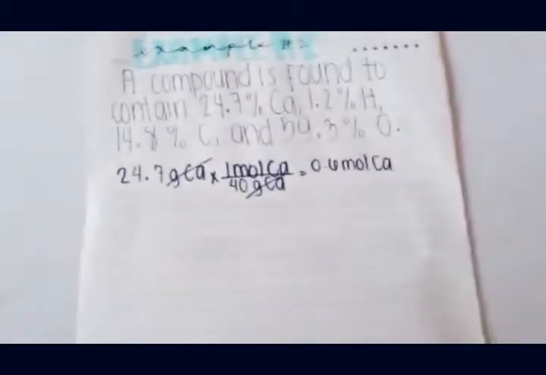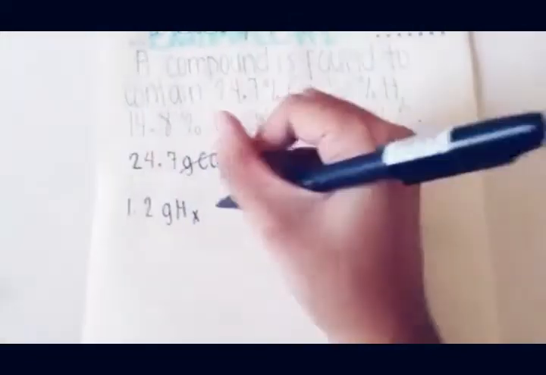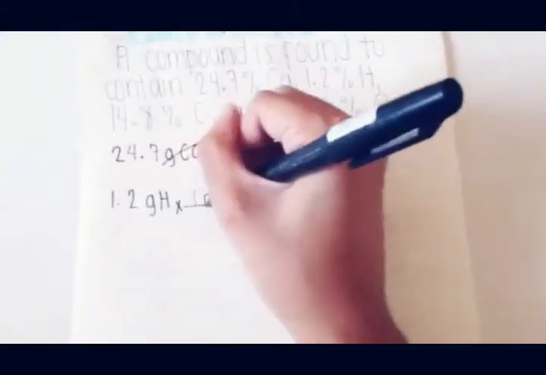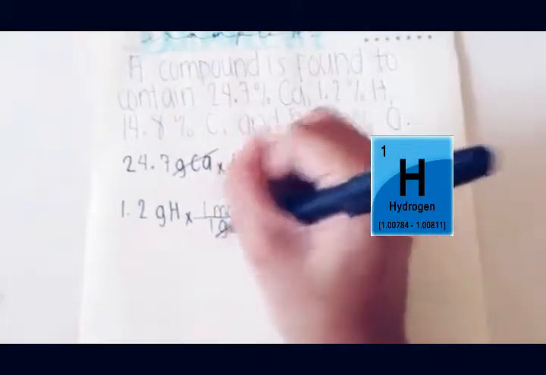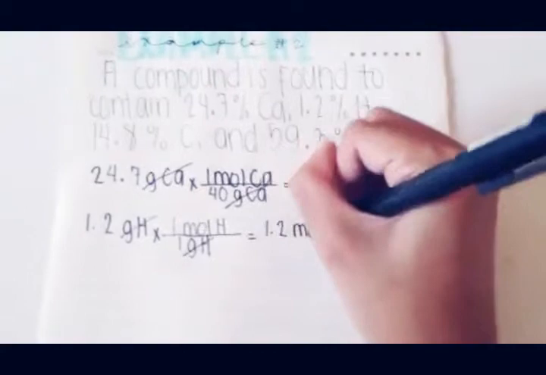So the second one is the hydrogen. We have to write it down again, multiplied by 1 mole hydrogen over its atomic weight, which is 1 gram hydrogen. Again, we have to cancel out the same units and times it by itself. At this one, it is common sense that the answer is still 1.2 mole hydrogen.